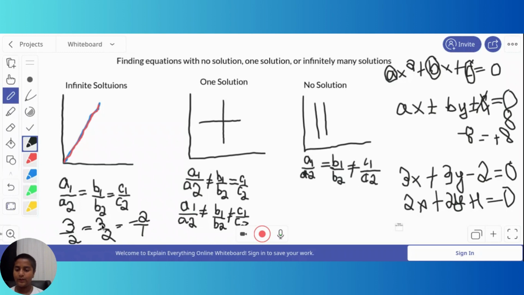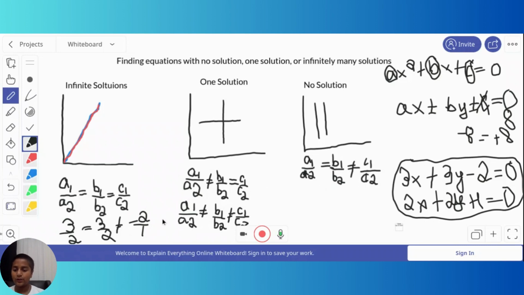So that's 3 over 2 equals to 3 over 2 equals to negative 2 over 1. If you see which one this fits, 3 over 2 equals to 3 over 2, that's equal, but it does not equal negative 2 over 1, which I know we're jumping straight to no solution. So this is a no solution equation right here. These equations have no solution, meaning they're parallel lines, and using the proportions is the best and easiest way to find out if an equation has infinite solutions, one solution, or no solution.